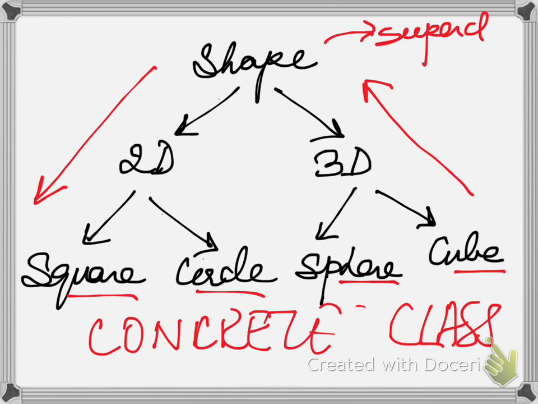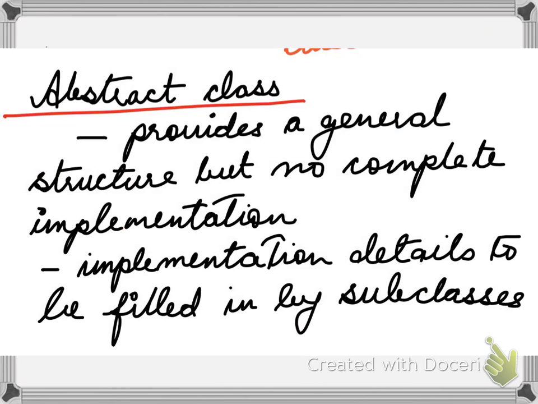As I have mentioned, they help in creating a hierarchy and reuse. Some features which are common to circle, square, sphere and cube can be put in the two-dimensional or three-dimensional classes or in the shape class. So these abstract classes will exist only for the sake of the hierarchy. What are the features of these abstract classes?